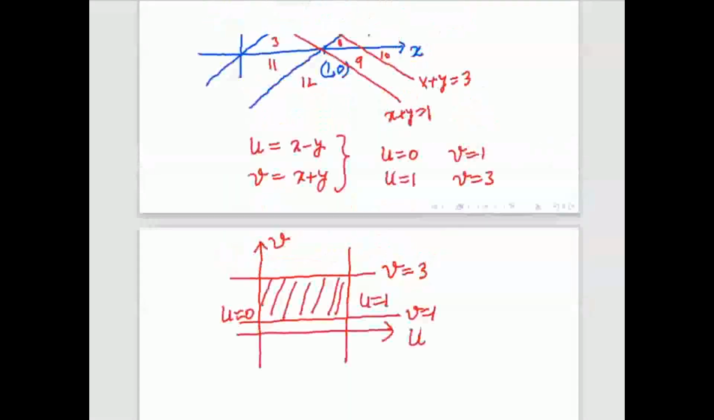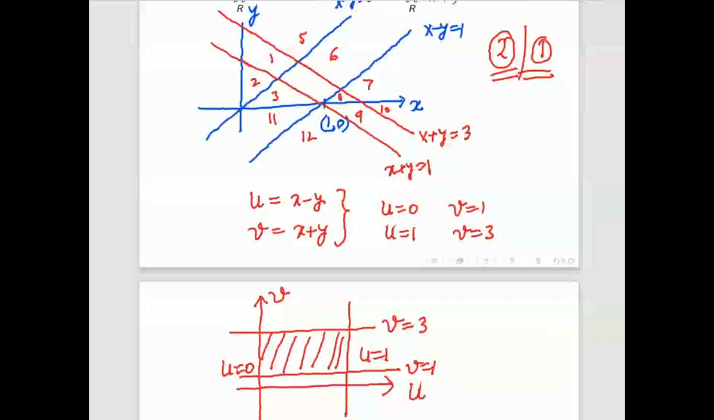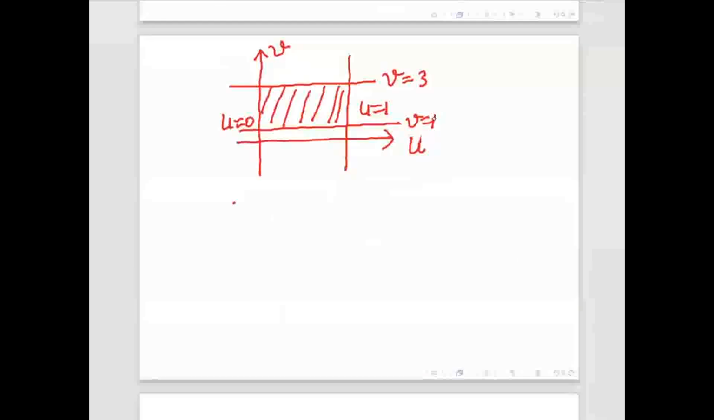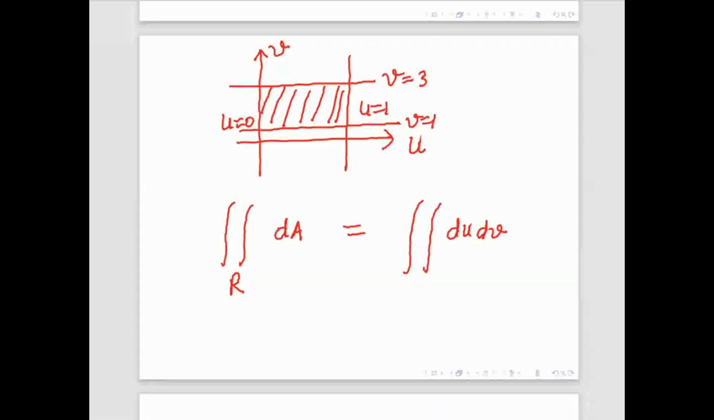So tell me, where is finding the limit easy, in the initial xy plane or in the UV plane? UV plane. So suppose this is in the xy plane. I am writing here dA. dA means either dx dy over region R. Can I write this as du dv? Because it is a rectangle, we can change the order, any order, so no problem. U is from 0 to 1 and v from 1 to 3.